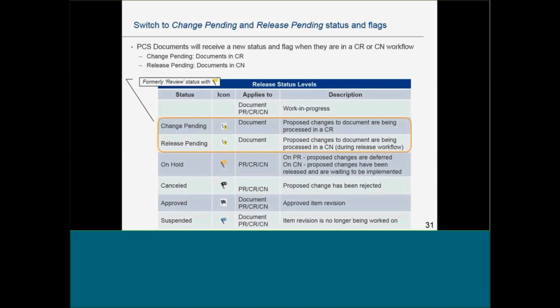Okay, the next step is that there is a new change pending and release pending status and flag that are applied to items when they're in a CR or CN workflow. When an item is in a CR, a change pending status will be applied with a white flag and an exclamation point icon. This is replacing the review status that was given with a yellow flag. And when an item is being processed in a CN, a release pending status and flag will be applied with the same icon. So these are a more industry standard way of indicating that this revision is undergoing a change.